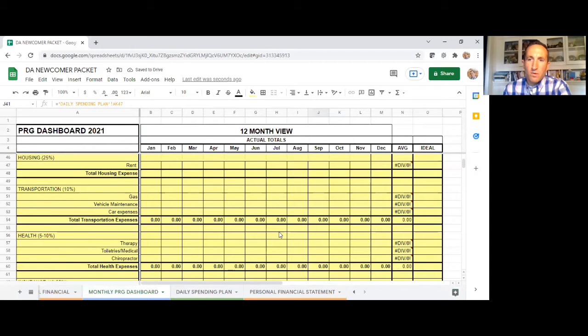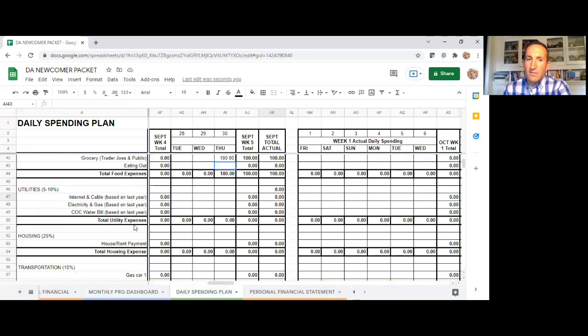So we shouldn't be editing the categories here much or trying to come up with categories. The categories in the monthly PRG dashboard should already be vetted out and figured out in the daily spending plan. So if they're not, let's stop here and go back and figure out these categories.